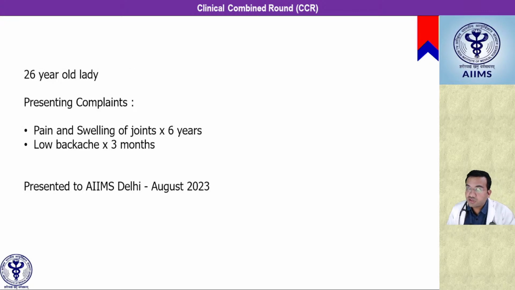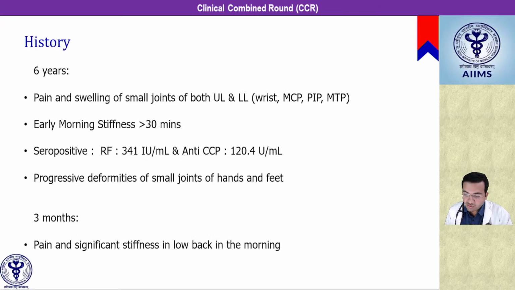This is another case where we had a 26-year-old female present with pain and swelling of multiple joints since last 6 years and low back pain since last 3 months. She visited us in the month of August. Since last 6 years, pain and swelling of multiple small joints were there. Patient had significant early morning stiffness, again an inflammatory polyarthritis, and again the sero markers, rheumatoid factor and anti-CCP, were strongly positive. The patient started developing progressive deformity of small joints of both hands and feet, and in last 3 months, patient had significant inflammatory low back pain.